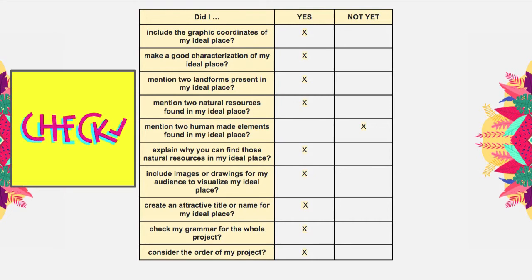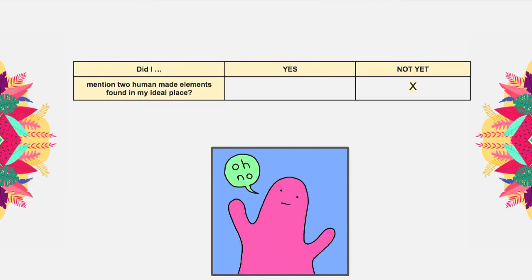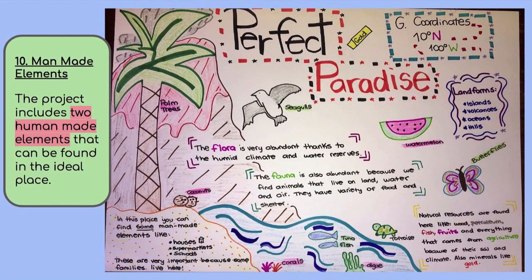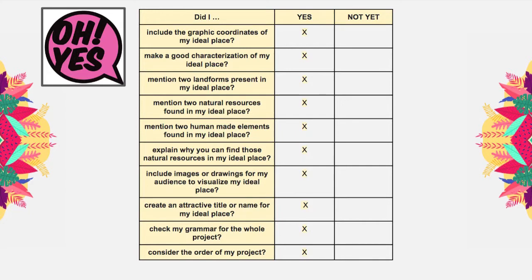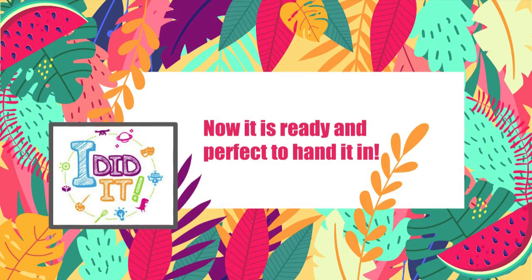Here, I wrote my X under yes for the things I do have in my ideal project, but something wasn't quite correct. Oh no, I forgot to mention 2 human-made elements found in my ideal place. So I put my X under not yet. But here I checked it. I added 2 human-made elements that can be found in my ideal place. Do you see? I added houses, schools, and supermarkets. So now my checklist is all under yes. So I know now that my project is ready and perfect to hand in.